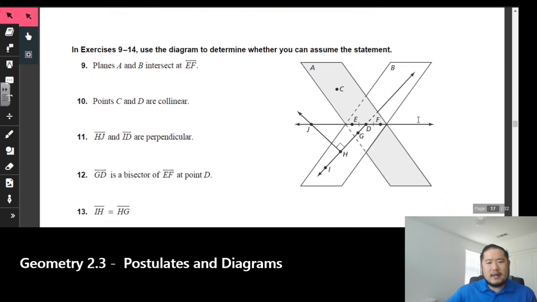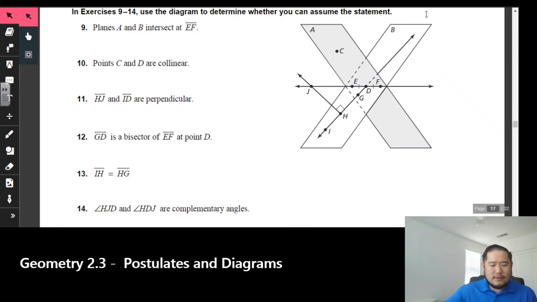Next up, numbers 9, 10, 11, 12, 13, and 14. Taking a look right here: use the diagram to determine whether you can assume the statement. We have planes A and B intersect at EF. Okay, remember 2 planes intersect at a line. EF is right there. That looks to be good, so that would be yes. I'm looking right here, that's the line, and we have planes A and B.